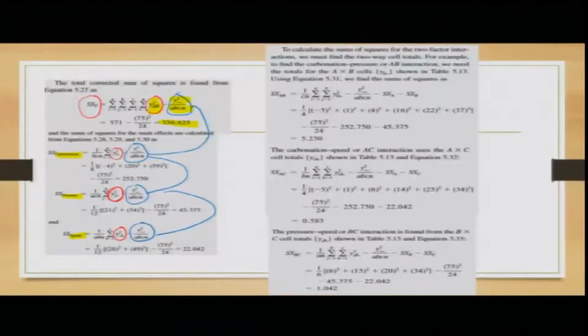As already discussed, using this equation we find the sum of the squares of AB, which is carbonation and pressure. The value comes out to be about 5.250. I am mentioning the decimal part here. Then for the first and third, which is carbonation and speed, AC, I have the value 0.583, and when I go to the BC interaction, which is pressure and speed, the value comes out to be 1.042. The calculations and formulas remain the same, only you have to put them in and try to understand that.